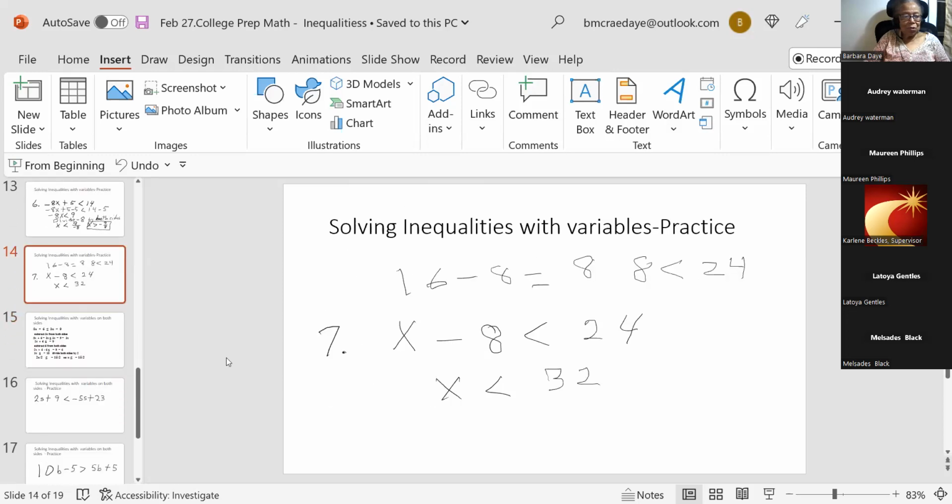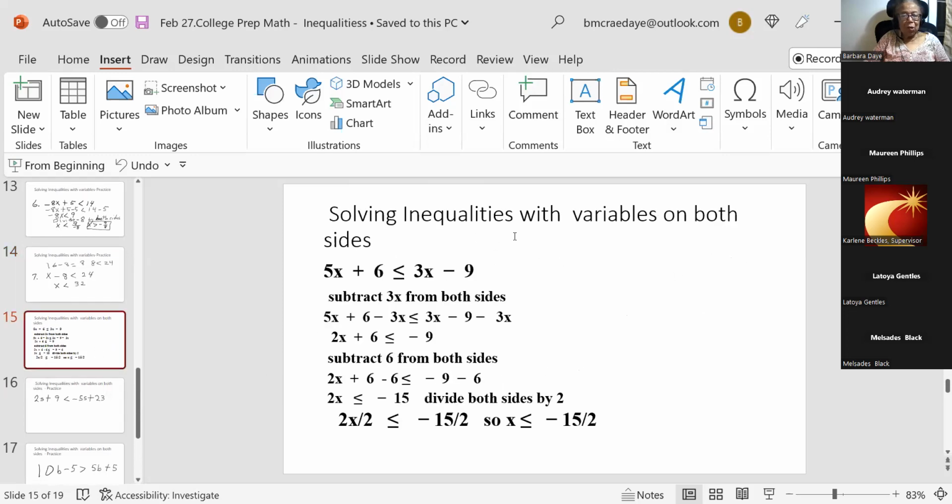Okay. Now let's go to solving inequalities with variables on both sides. All of the other ones had just a variable on one side, right? Now we want to know what we do when we have variables on both sides. Here's an example: 5x plus 6 less than or equal to 3x minus 9. You need to get the variables together, the 5x and the 3x, and the constants together, the 6 and the minus 9. So how do we do that?